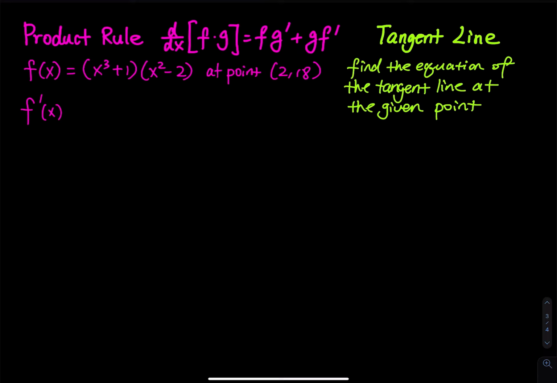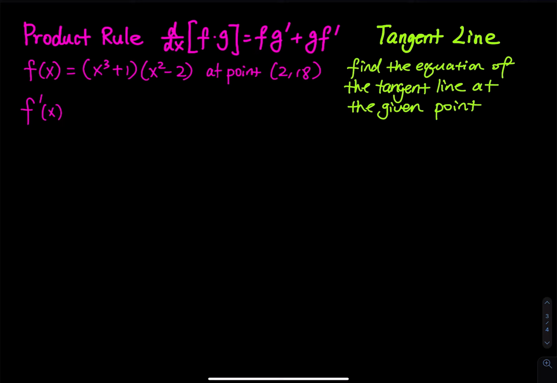We have a function, x to the third plus 1, times x squared minus 2, and 2 comma 18 is a point on the curve, because for this function, when x equals 2, y equals 18. So we have a curve, and we have a point on the curve. What I am trying to do first is find the derivative of the function, and then find the slope of the curve at this point, and then build a tangent line.